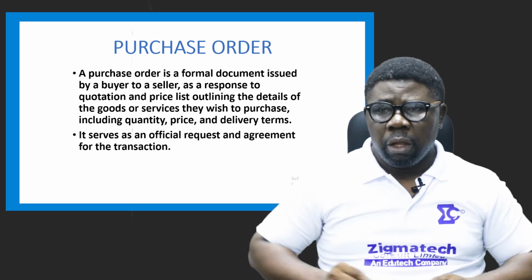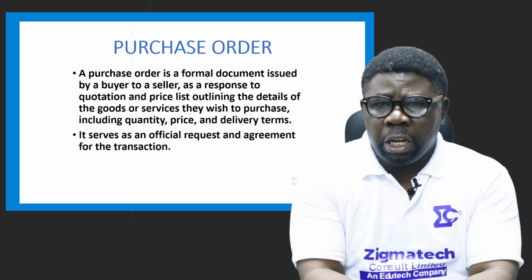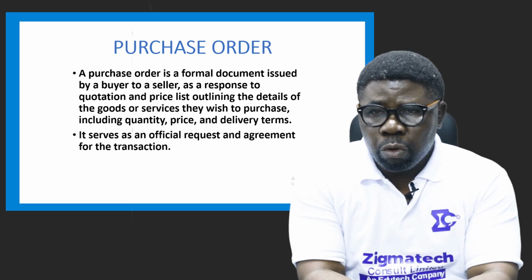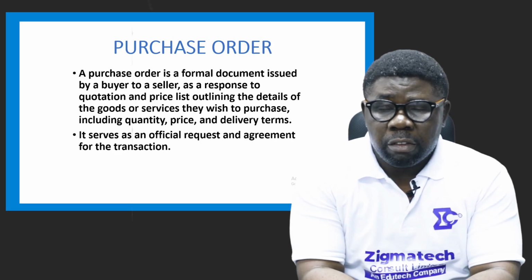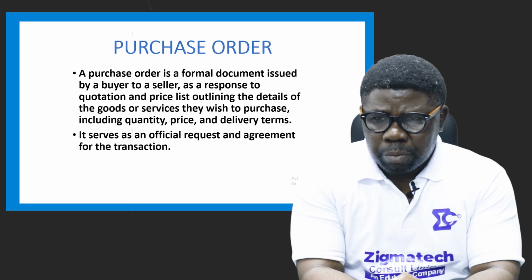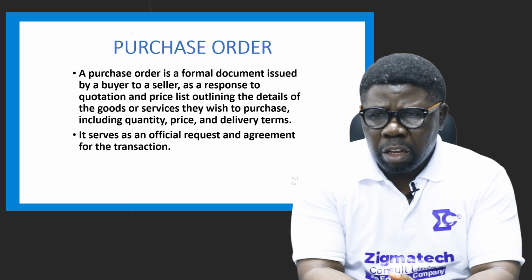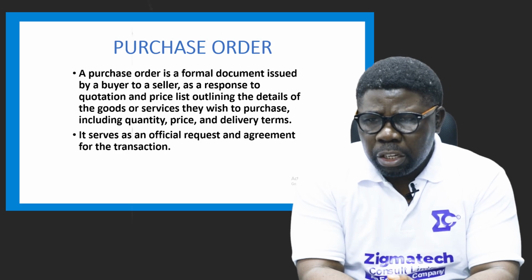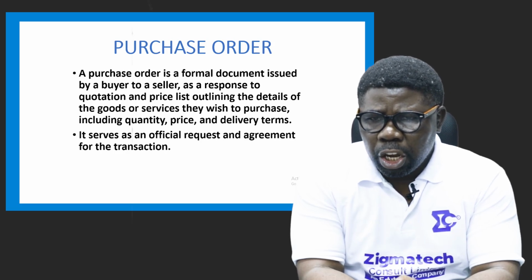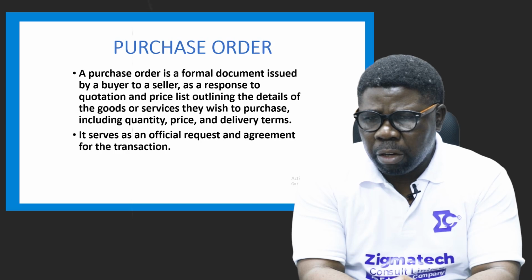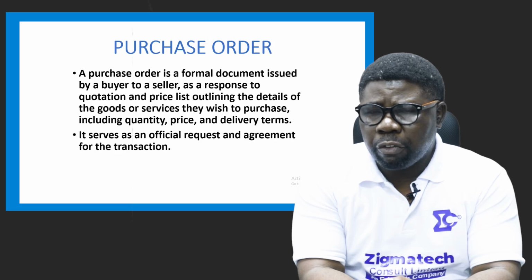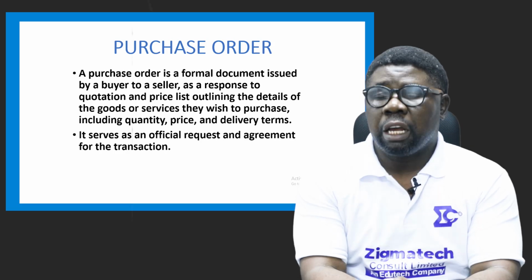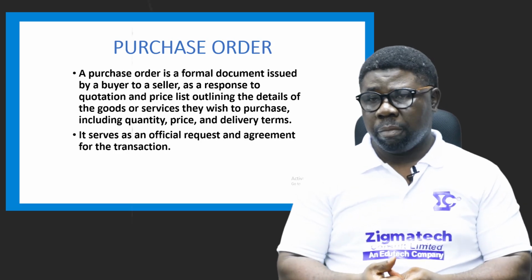I have purchase order. A purchase order is a formal document issued by a buyer to who? To a seller, because that's like an order that I mentioned before, but this is a little bit different, okay? Now, it is issued by the buyer to the seller as a response to quotation and price list outlining the details of goods and services they wish to purchase, including price, delivery times, all right? Of course, it serves as an official request and agreement for transaction. So in this case, it's like a more formalized way of requesting for the goods that have been advertised to the buyer, okay? Yes, of course.